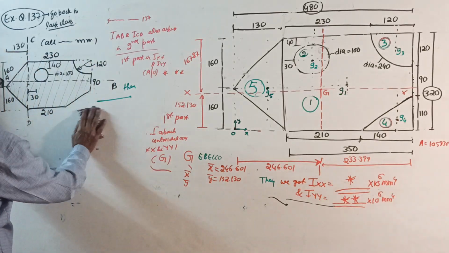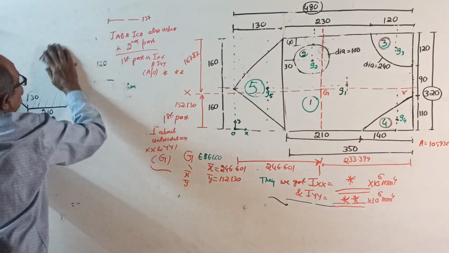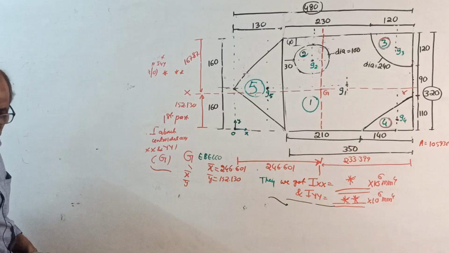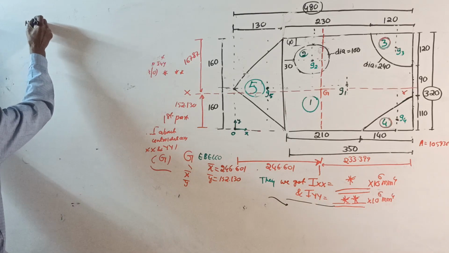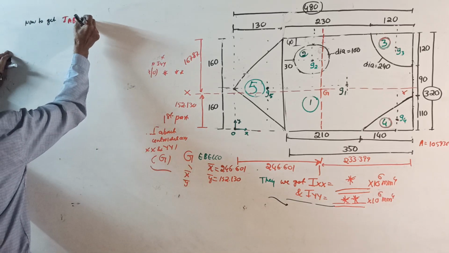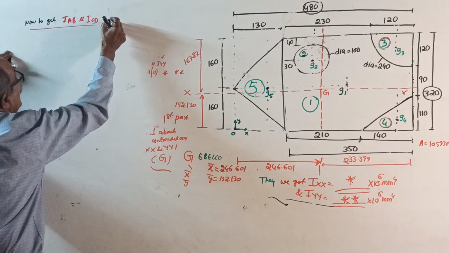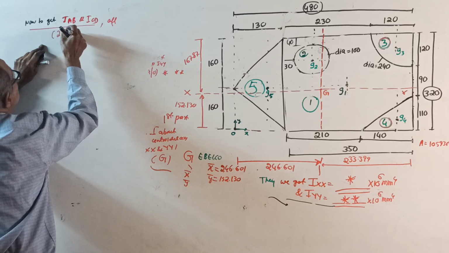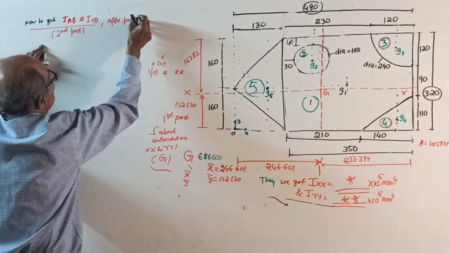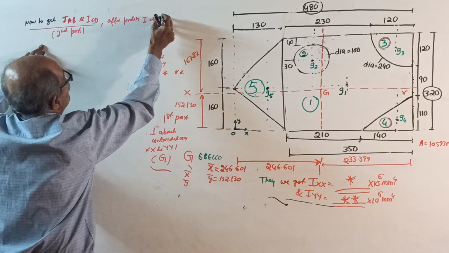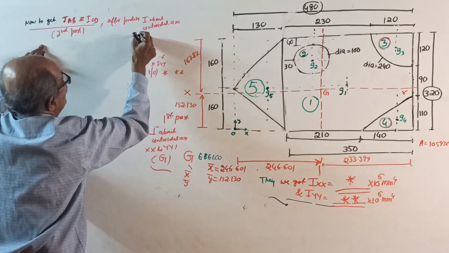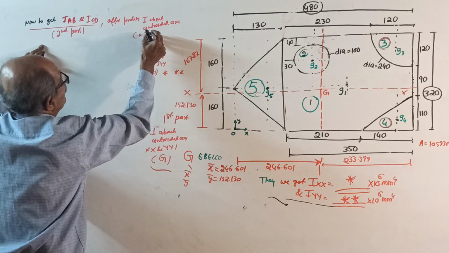What all I am telling, right? Therefore, I write here now. In such cases, you need not waste time. See, I am telling now. Now to get I about AB and I about CD, this is the second part of the question, after finding I about the centroidal axis, that is Ixx and Iyy.